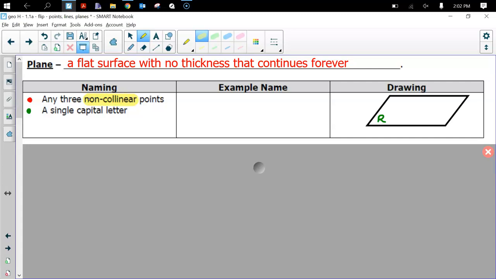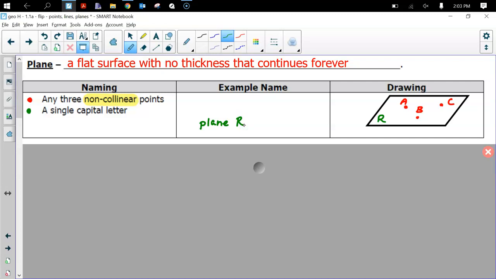That highlighted part is the part students tend to forget about, so pay special attention to it. We'll explain why they have to be non-collinear in a future video. So, non-collinear, there we go. Those do not look like they're on the same line. Call them whatever you want. They're capital letters because they're points. So we would name this, if we're using the green method here, we would call it plane R. We'd have the word plane, we'd have the R.